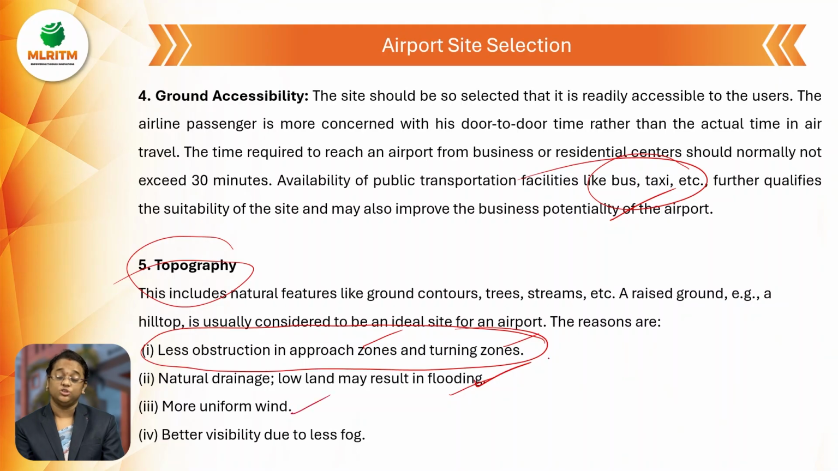And also uniform wind. To avoid the problem of crosswind components, we have to make sure the site we are selecting has a uniform wind instead of irregular wind patterns in that area. And better visibility, that means the area we are selecting should have better visibility even during fog conditions and winter conditions.